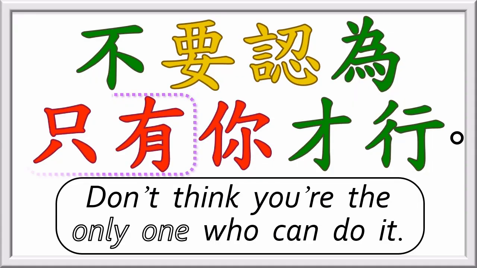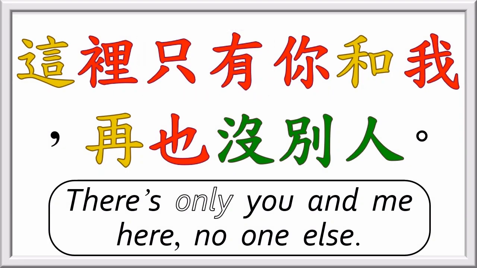These next sentences contain 只有, meaning there's only one way, or to have to do something. 不要认为只有你才行。Don't think you're the only one who can do it. 这里只有你和我，再也没别人。There's only you and me here, no one else.